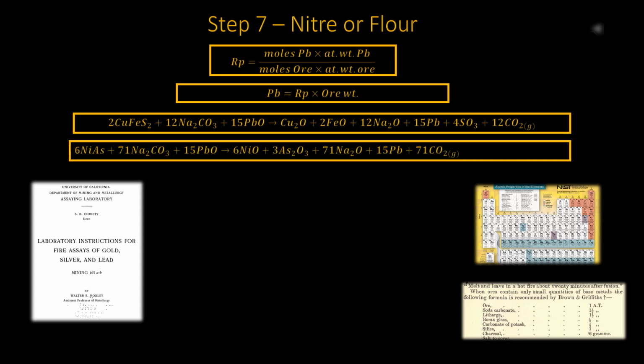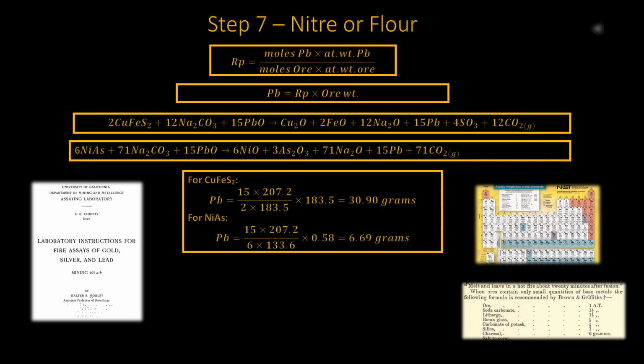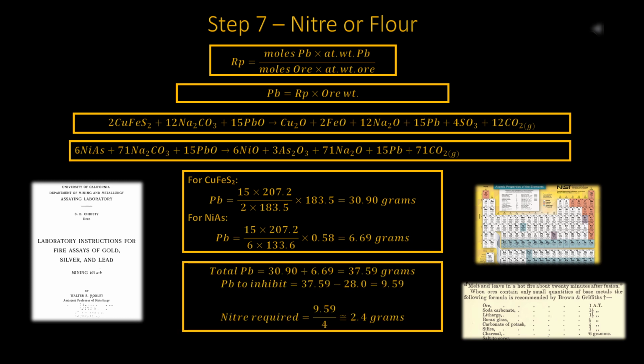The same is with the nickel arsenide component in the ore. As shown, the chalcopyrite result is the lead oxide reducing to 30.9 grams of elemental lead. For the nickel arsenide, we should get 6.69 grams of lead. Totaling the results will add up to 37.59 grams. That's a little more than the required amount of 28 grams.